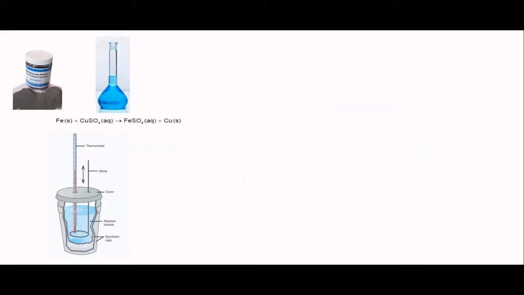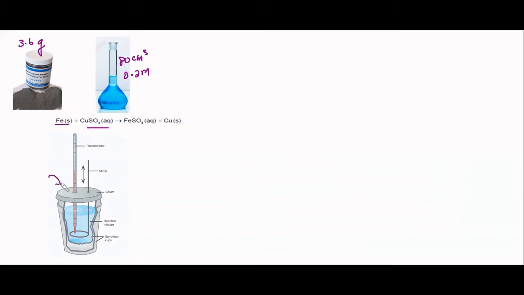For a quick recap, 3.6 grams of iron is made to react with 80 centimeter cube of copper sulfate solution. This solution has a concentration of 0.2 molar, or moles per decimeter cube. So again, 3.6 grams of iron is allowed to react with just 80 centimeter cube of 0.2 molar copper sulfate.